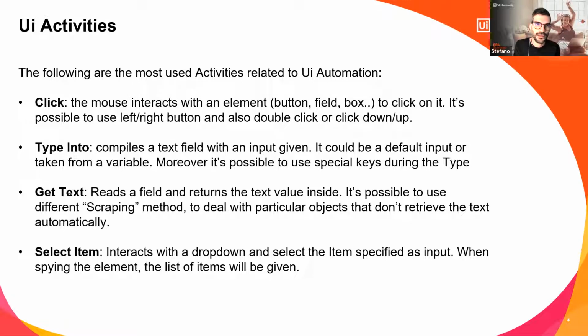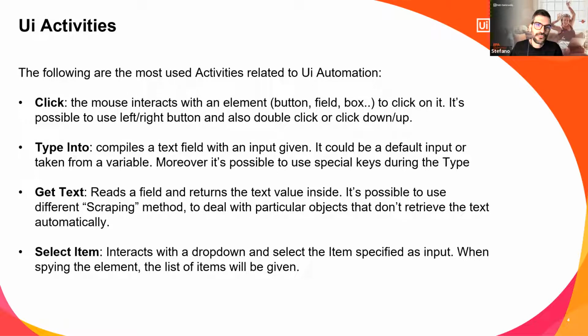Another activity is the get text, which, as I said before, lets you grab a text field from the desktop and returns the text value that is inside. It's possible to use different scraping methods, so different ways to get the text from the screen depending on what the object type is. So if it comes from a web page, from an application, from a virtual environment, and so on. So it's possible to retrieve the text in many different ways, but the get text is the mainly used one.